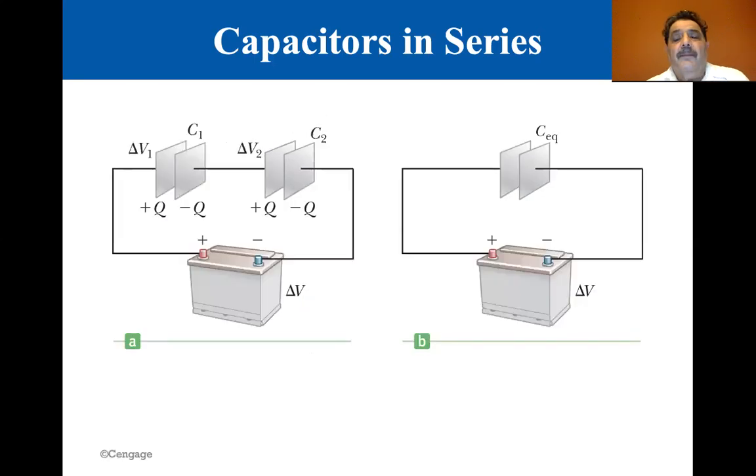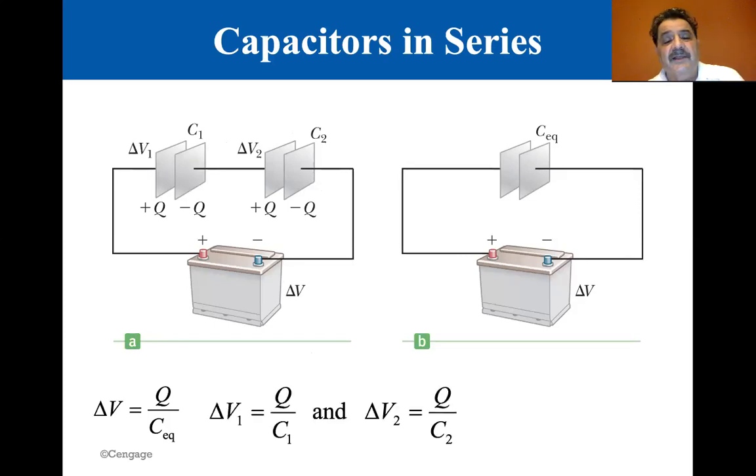So the C equivalent is delta V equals Q over C equivalent. Delta V1 is Q over C1, and delta V2 is Q over C2. Now the Q is going to be the same because the charge has to be the same on both capacitors. So delta V is equal to delta V1 plus delta V2.